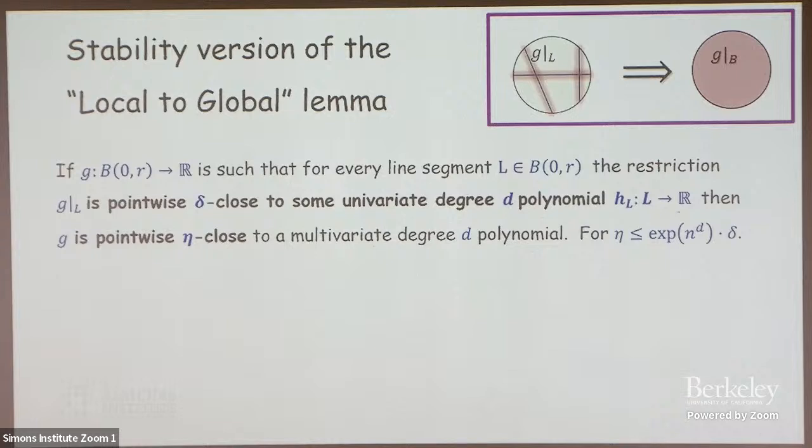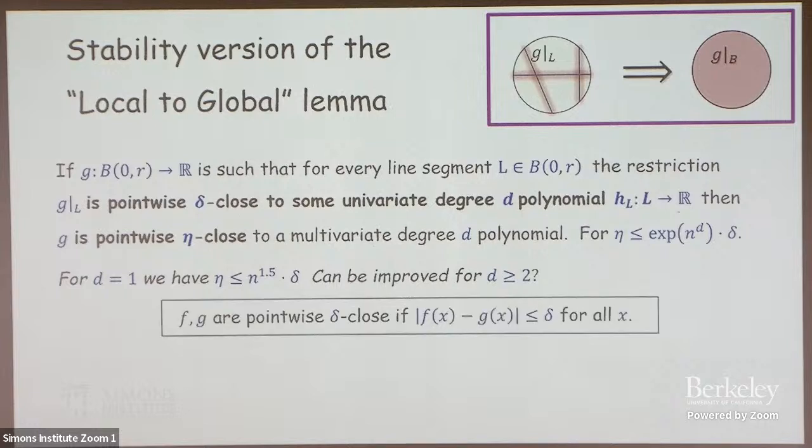And the next thing is to show, for the approximate case, that we have a stability version of this lemma. That if for any line restriction we are pointwise close to some degree d polynomial, then we have a multivariate polynomial that is pointwise close to a degree d polynomial. And here we lose some factor in the closeness between our assumption on the lines and the final result. And can we improve it? For d equals 1, we improved it, but maybe we can do better.